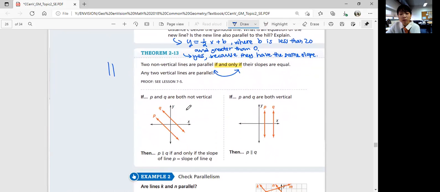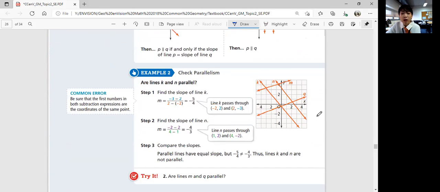So let's look at some examples. If P and Q are both not vertical, they need to have the same slope to prove that they are parallel lines. If P and Q are both vertical, then they already have the same slope, right? Then they're parallel. So the key is that the two lines have the same slope. All right, let's look at example 2. Check parallelism. Are lines K and N parallel? So what are lines K and L? K and L over here, right? They look like parallel lines, but are they really?